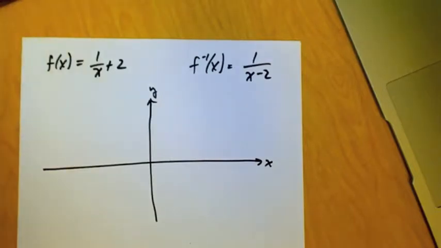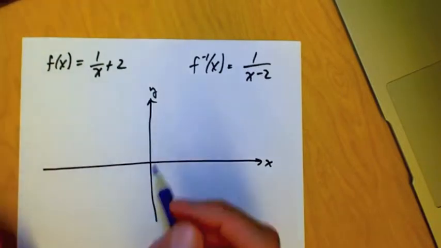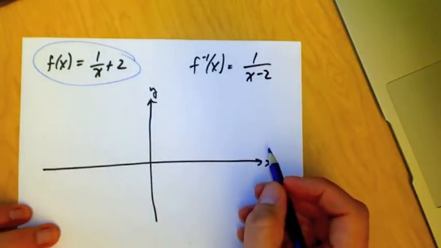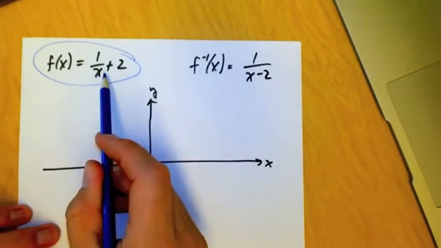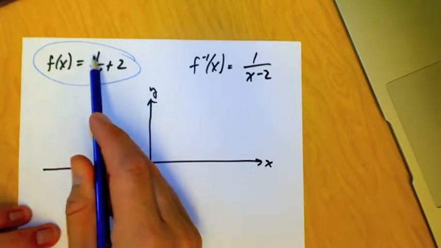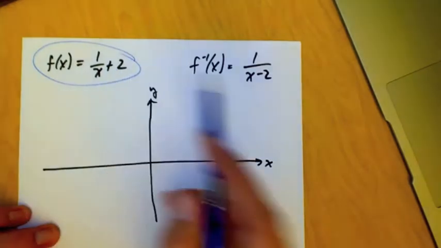Okay, so we're continuing looking at these two functions. We've taken a look at them algebraically to determine that, yes, indeed, they are inverse functions. And now we're going to take a look at what that means graphically. So this first function, the original, we'll take a look at in blue. This is the parent function of the reciprocal, 1 over x, and it's shifted up two.